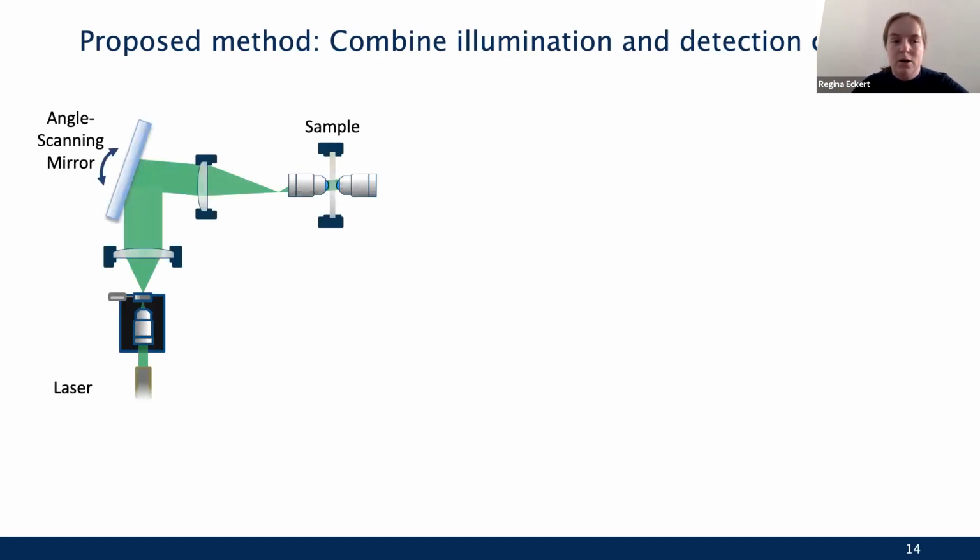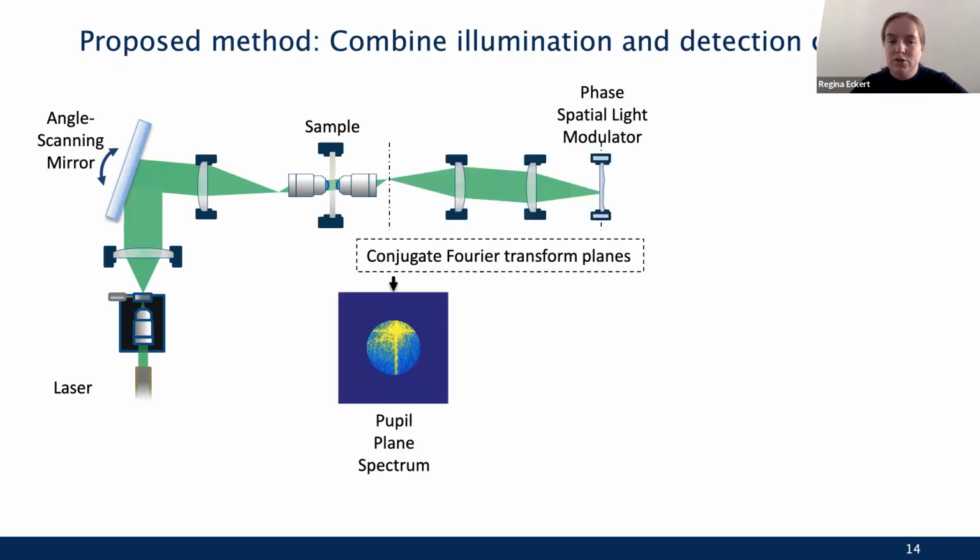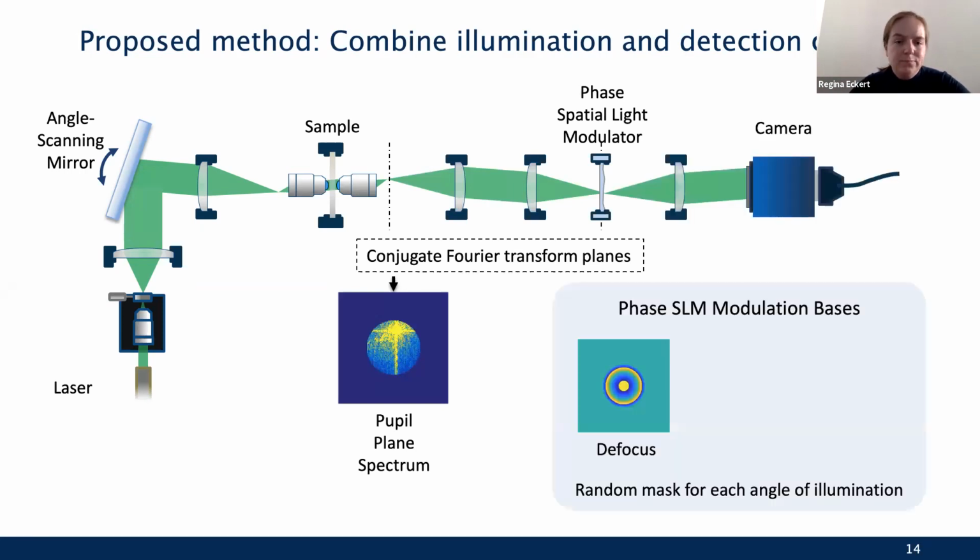But just to go over the method itself a little more in depth. Here we are again combining this illumination side coding with our angle scanning mirror. So we have a plane wave with different illumination angles going into our object, with some detection side coding. Here we have our conjugate Fourier transform planes. So we're relaying the pupil plane of our object onto a phase spatial light modulator, and then we're going to image it. On this phase spatial light modulator, we can have programmably different pupil codes.